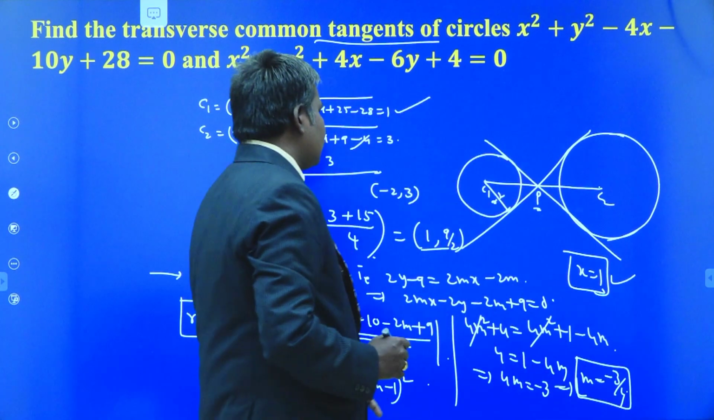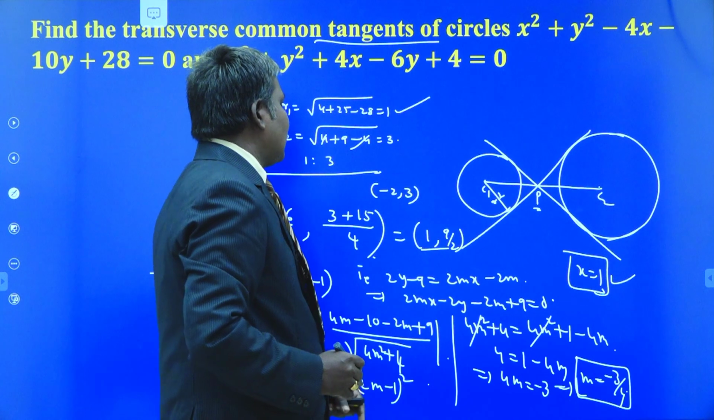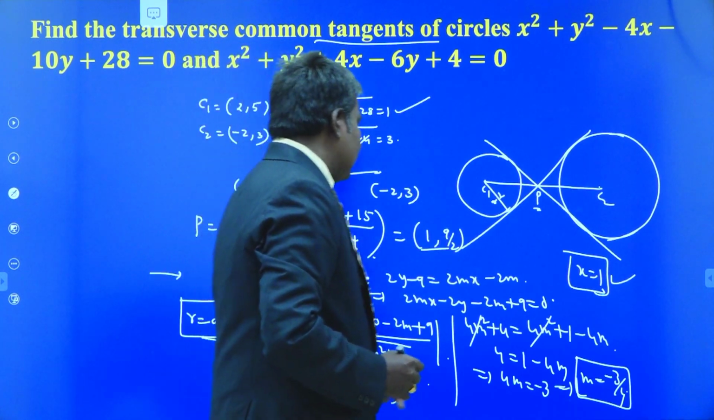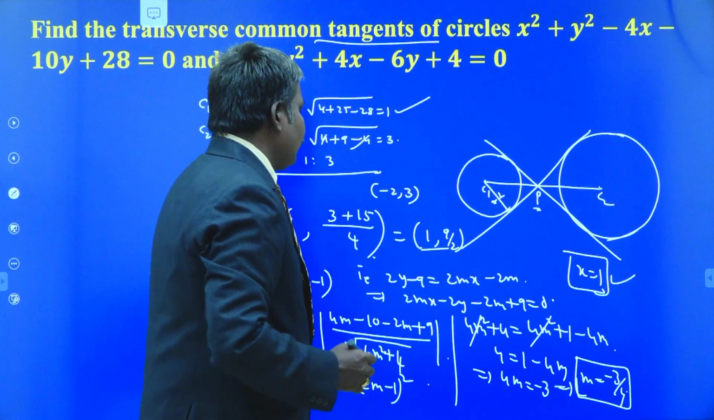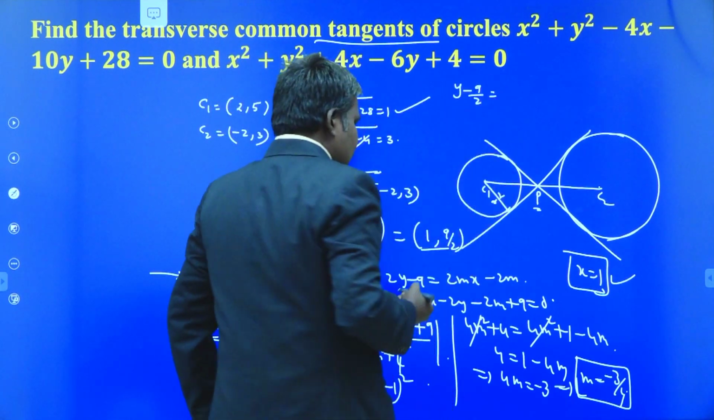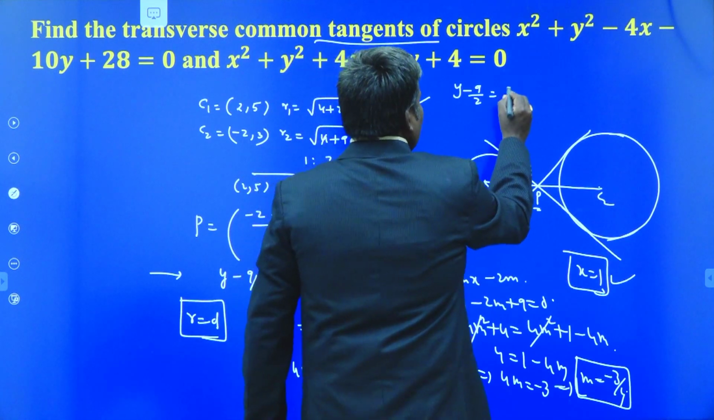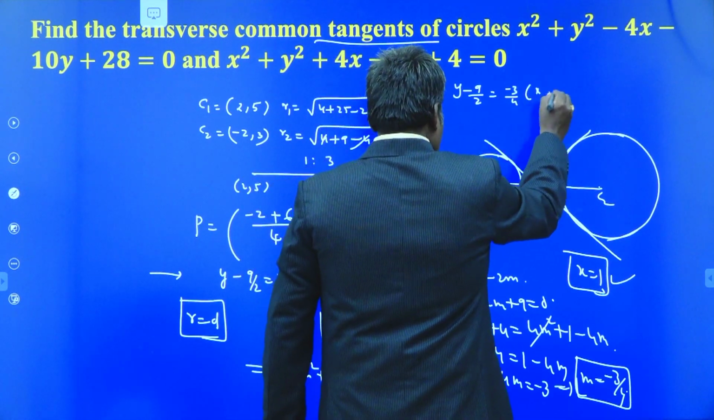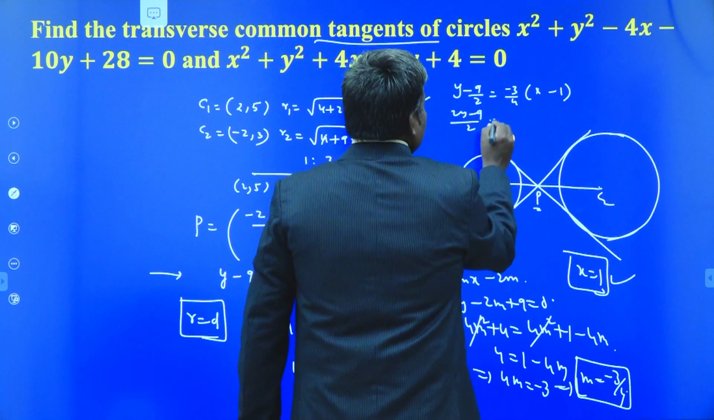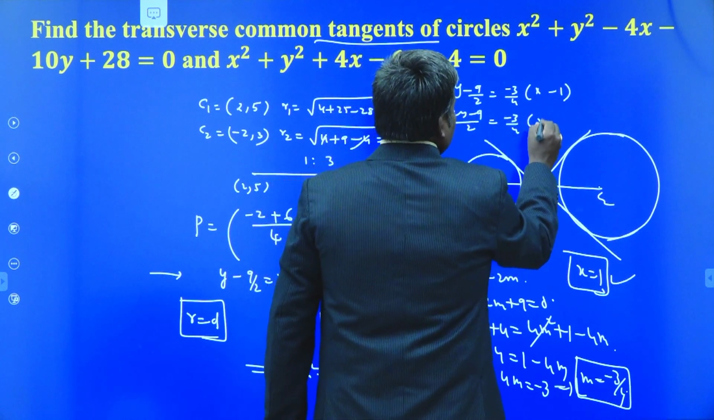So m is equal to minus 3 by 4 and your point is (1, 9/2). Can you build up the equation of the other tangent or not? You can easily build up the other tangent. So y minus 9 by 2 is equal to, what is your m? Minus 3 by 4 times x minus 1.